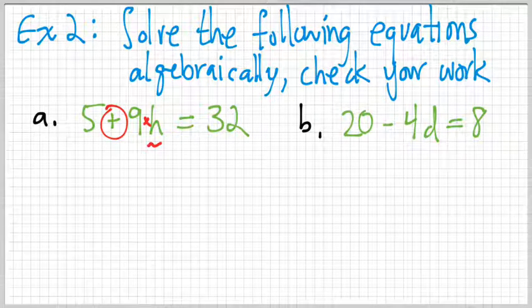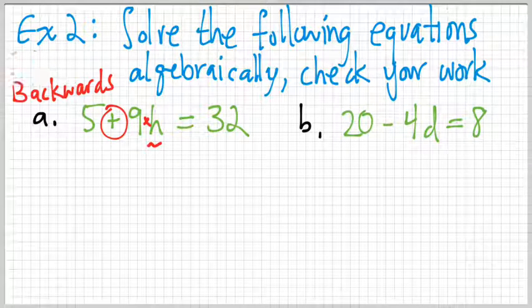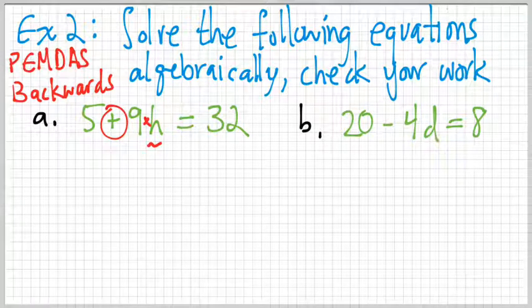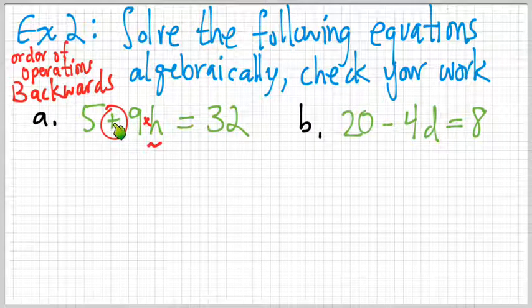We know that we have order of operations, but solving equations is kind of the opposite of evaluating. So we do order of operations backwards. BODMAS, if you're in Australia like I am, or probably in the UK, or in America, we say PEMDAS. Either way, it's order of operations. We're going to do it backwards. So normally, when you're evaluating, you do the multiplication first. What that means for us right now is we're going to deal with the addition first.